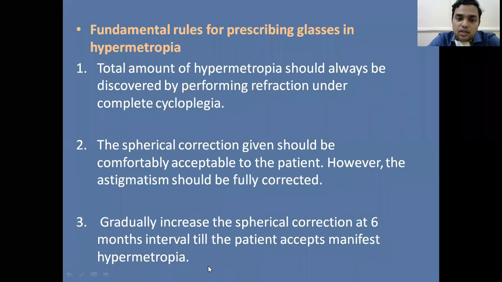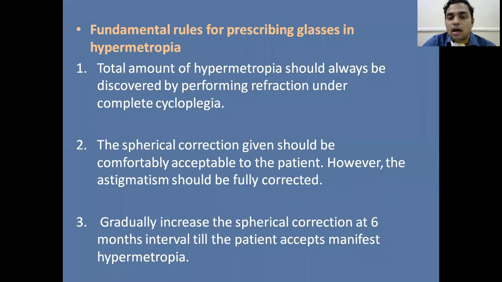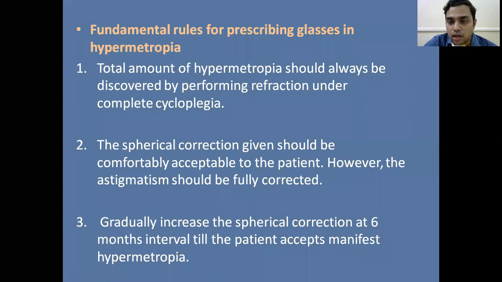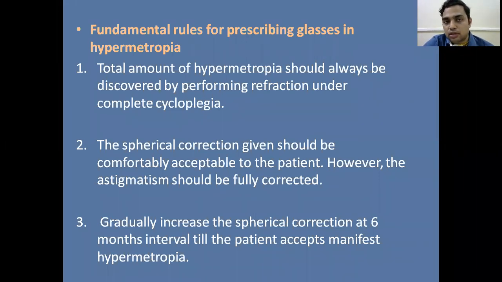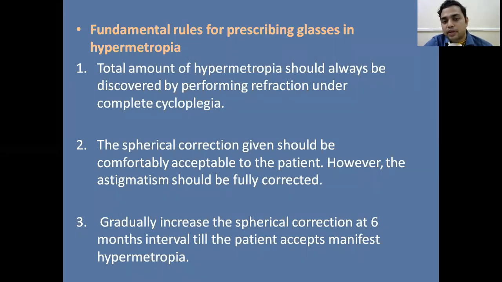And the spectacle correction should be comfortable. Whatever spherical correction we give to the patient should be acceptable to the patient. So we should not overcorrect the patient, because most patients will not tolerate the plus power. Whatever spherical power we are prescribing should be well tolerated by the patient. If there is an astigmatic hypermetropic error, that should be completely treated.